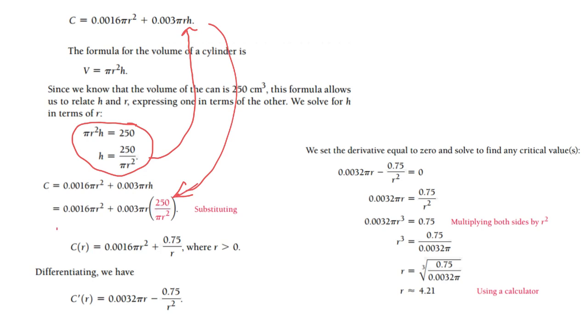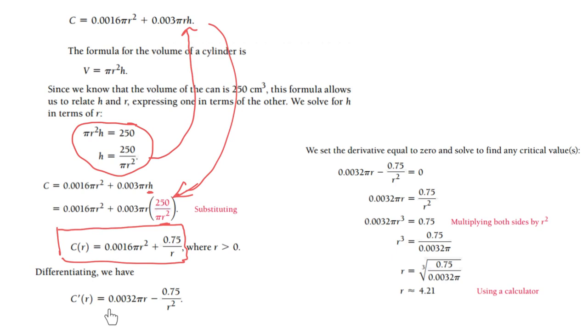Now this is the cost function, but it has only one variable r. We replace h in terms of r. You can see that. Here pi will cancel, one of the r will cancel, then multiply the numbers and simplify. So this is the cost function. Now we can write this as C of r because it has only one variable r. Radius should be greater than 0, that's why we put r greater than 0. Now this is the function we need to minimize.